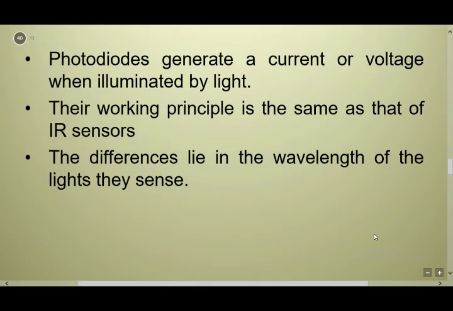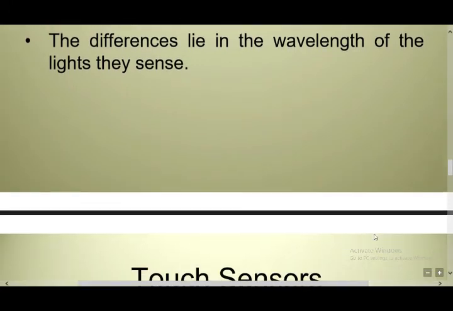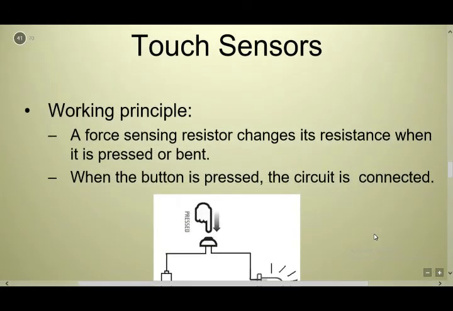Photodiodes generate a current or voltage when illuminated by light. Their working principle is the same as that of IR sensors. The difference lies in the wavelength of the light sensed. Touch sensors, working principle: the force sensing resistor changes its resistance when it is pressed or bent. When the button is pressed, the circuit is connected.